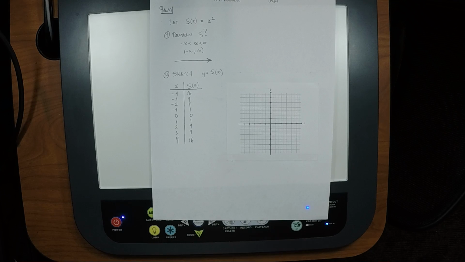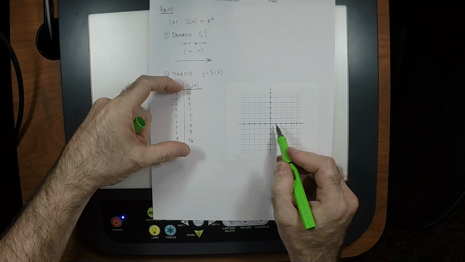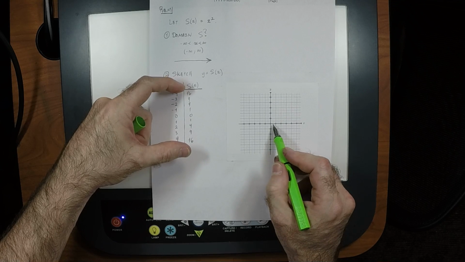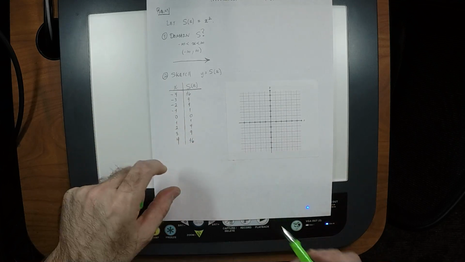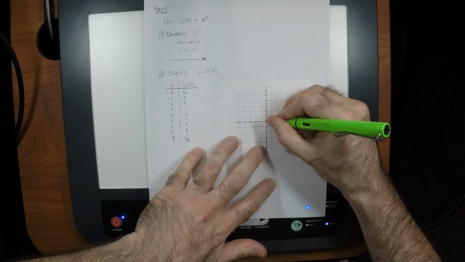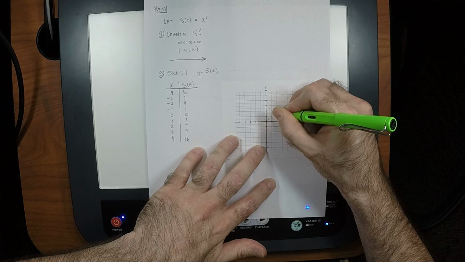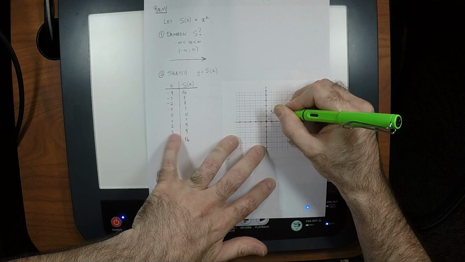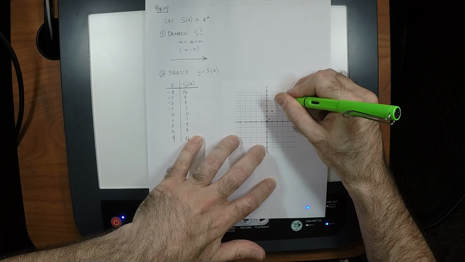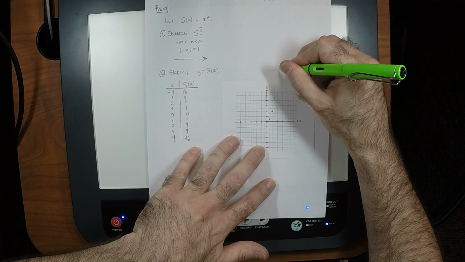All right, so then because the numbers are a little big there, I'm going to say that the big tick marks are 2, and the little ones are 1. So I can hopefully get a bunch of points on there. So we'd have 0, 0, 1, 1, 2, 4, 3, 9. And then 4, 16 is, you know, way up there.